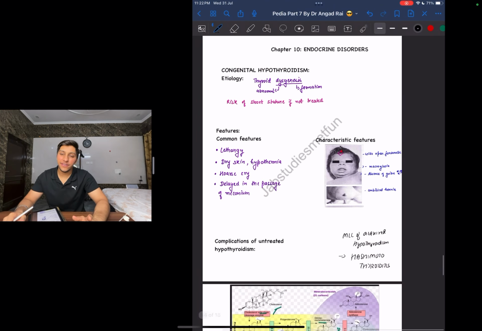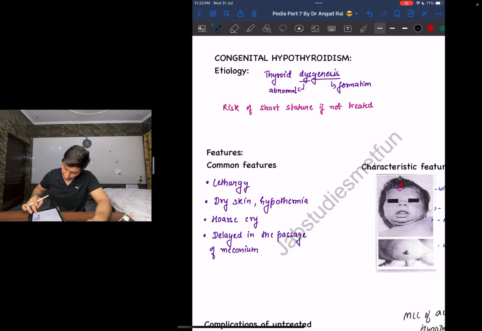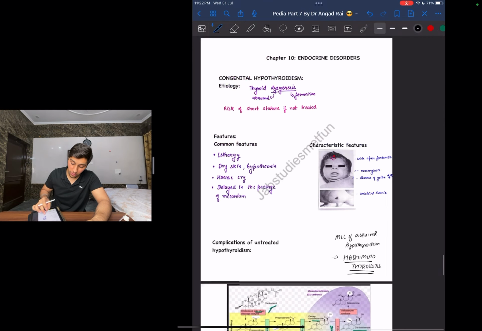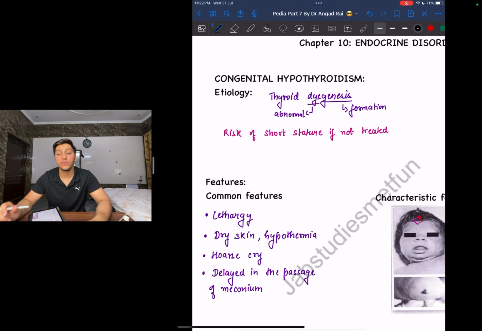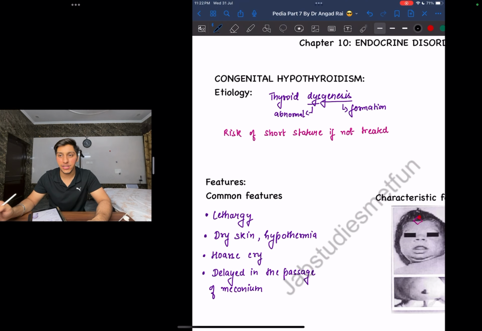Final chapter for pediatrics is endocrine disorders. Let's talk about congenital hypothyroidism. Not acquired. Remember, the most common cause of acquired hypothyroidism is going to be Hashimoto thyroiditis. We are talking about congenital hypothyroidism. The most common cause of congenital hypothyroidism, guys, is thyroid dysgenesis. Okay, that is thyroid dysgenesis.